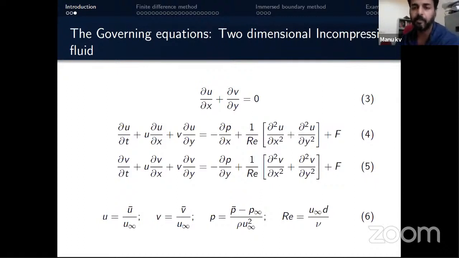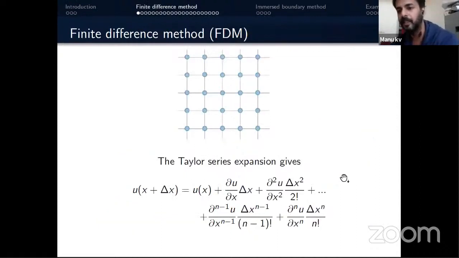Okay, so let me start with giving the basics of a finite difference. In order to solve this set of equations in the finite difference method, we convert this partial differential equation into a difference equation. Then numerically, we can solve this set of equations. So let me start giving the basics of finite difference schemes, which we are familiar with.